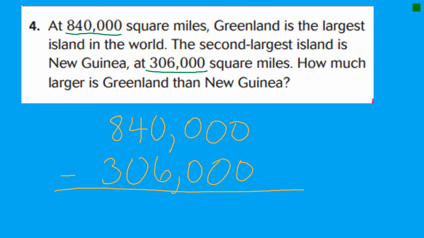I'm going to change colors. Okay, 0, 0, 0. Okay, 0 minus 6. Here we have to regroup. Okay, remember this? We did a lot of this before. So 10 minus 6 is 4. 3 minus 0 is 3. Love that. 8 minus 3 is 5. Comma. So how much larger is Greenland than New Guinea? 534,000. And please don't forget your label. Square miles. All right. Nice job.